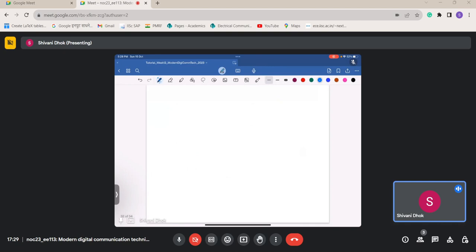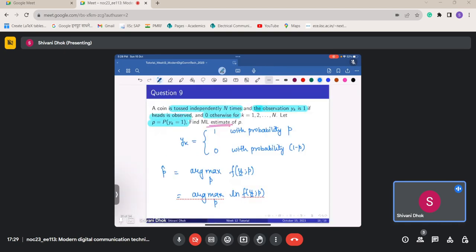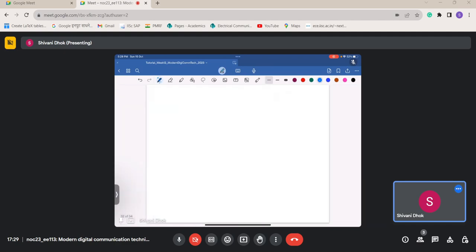So now these are independent tosses. So your f of y given p will be basically equal to the product of k running from 1 to capital N of f of yk given p. Why? Because your yks are independent. Now what is your f of yk given p?